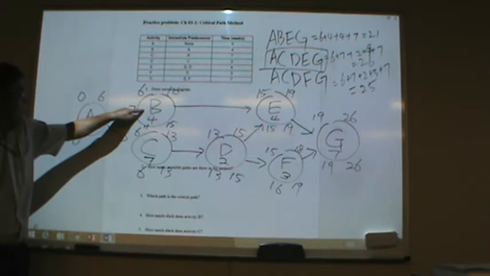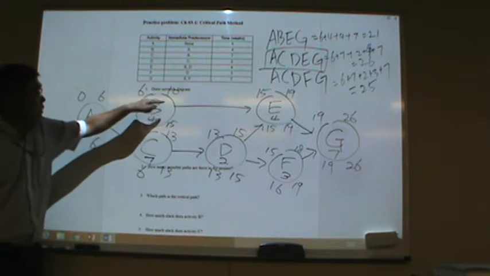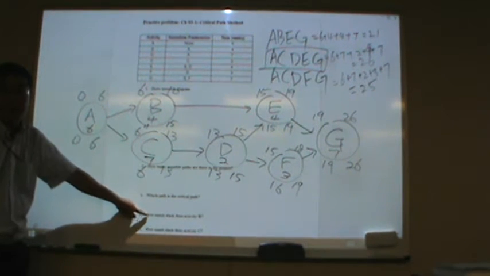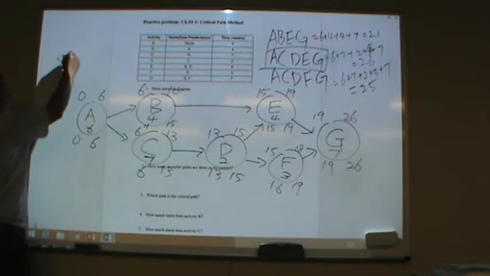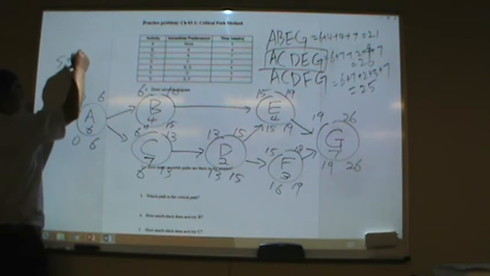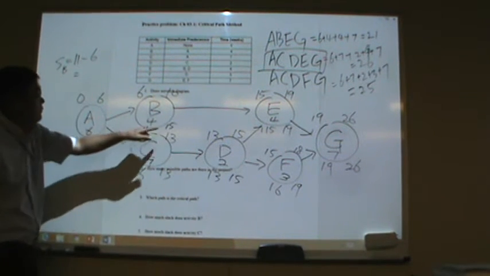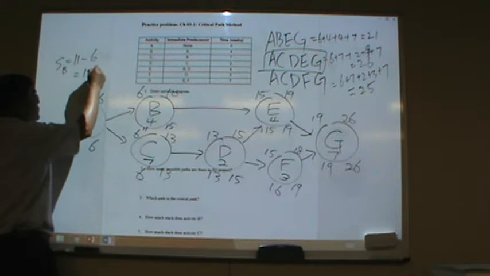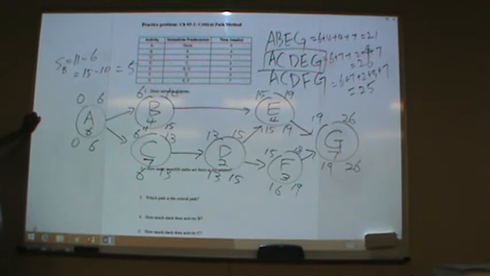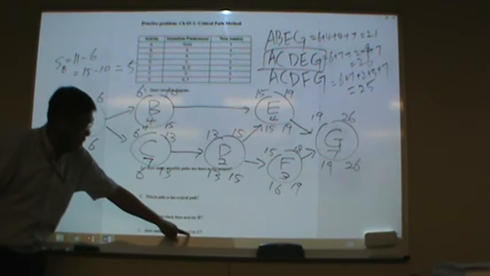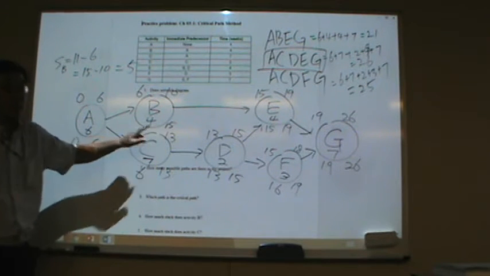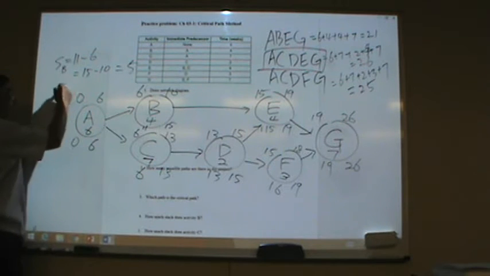Activity B: 11 minus 6, or 15 minus 10. The slack for B equals 11 minus 6, or 15 minus 10, equals 5, right? Yeah. How much slack does activity C have? 6 minus 6, 13 minus 13, 0, right? So 0 slack.